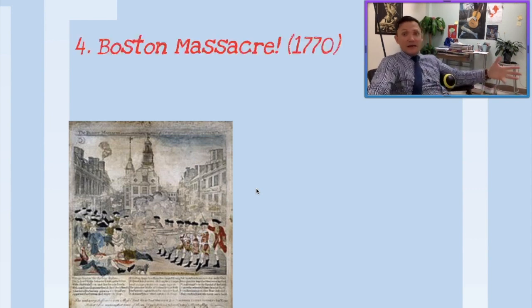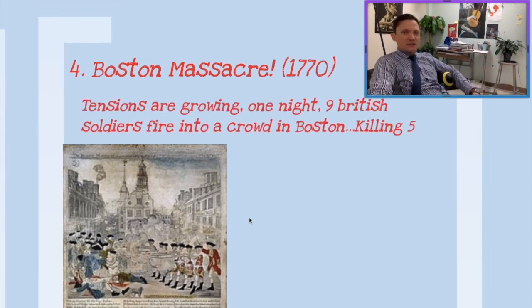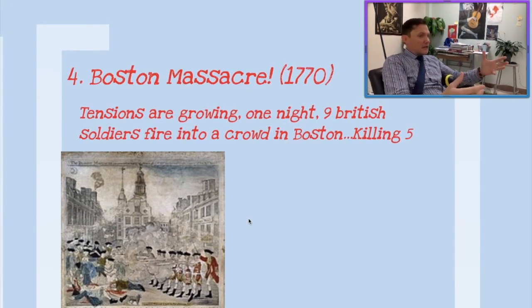And then in one night in Boston in 1770, a massacre occurs, right? Tensions are growing, and there's this kid and this British soldier, and then the kid's like, hey, you didn't pay my boss the money you owed him. He starts poking him in the chest like this. And then the British soldier's like, I need you to back up. And then the kid's like, hey, everybody, this guy's trying to rip me off.